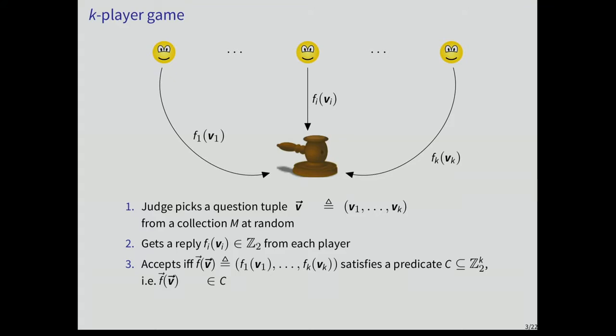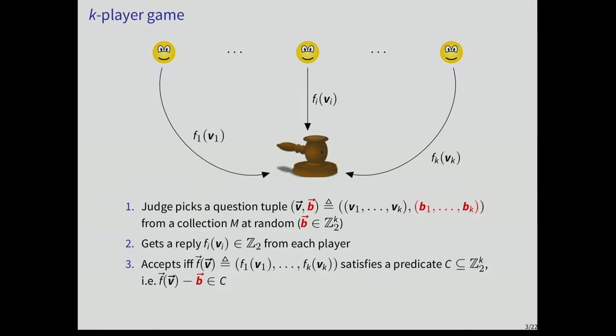So think of this C as maybe the collection of all strings of even parity. Then the judge will accept if an even number of players reply 1. So the judge is checking whether an even number of statements is correct. Each v1 to vk is like a statement. So this is the setting of the game that we will consider.